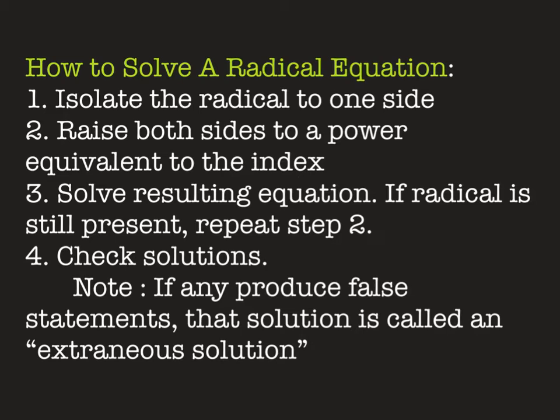The third step is to solve the resulting equation. Occasionally you do end up with a secondary radical, so you might have a radical still present. That's fine. You can repeat step 2 as many times as you need, where you isolate that radical again, square both sides, or whatever the index was, to get the radicals gone.